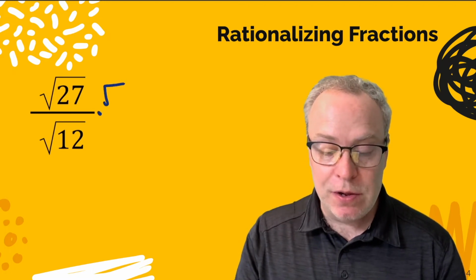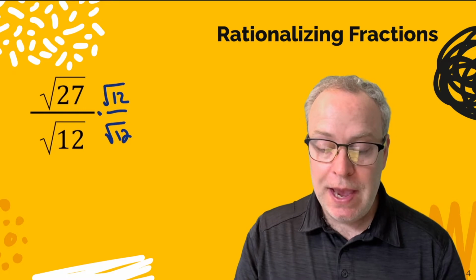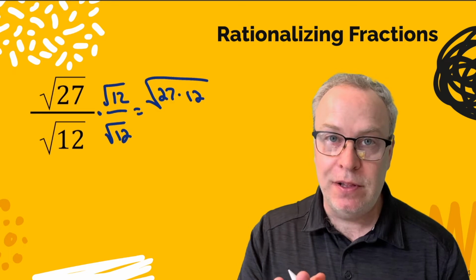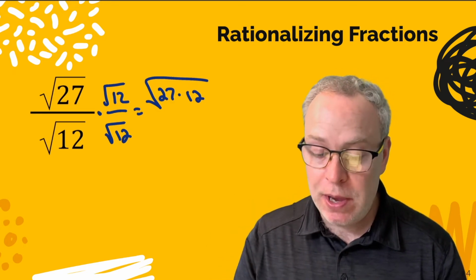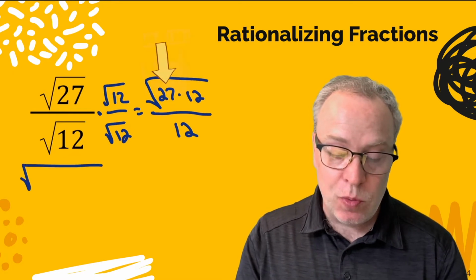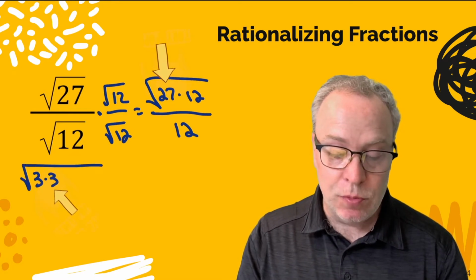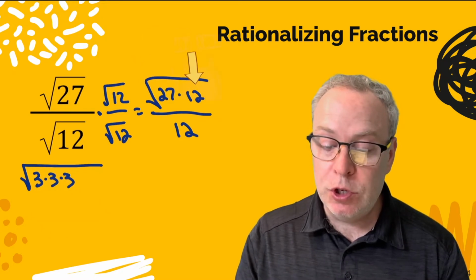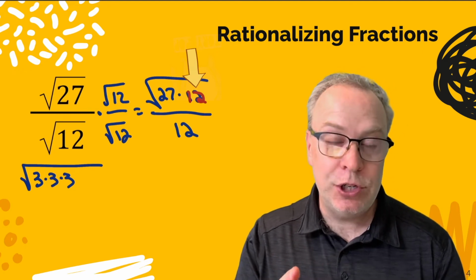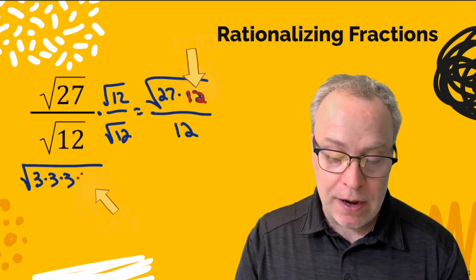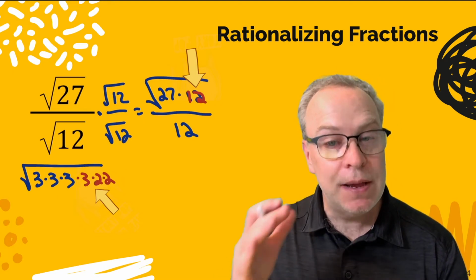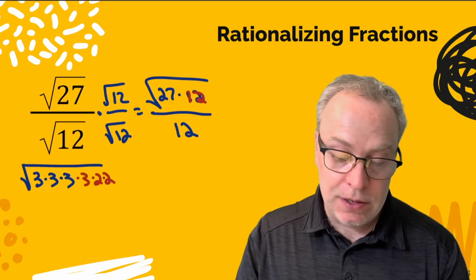Let's multiply by radical 12 over radical 12. And that gives us radical 27 times 12. I'm not going to go to my calculator because I'm going to want to split that up in a moment anyway. All over 12. Now what I mean by splitting it up is radical 27 is 3 times 3 times 3. Now the 12 that's under there has a different factorization. These are called prime factorizations. 12 is 3 times 4. So we've got a 3 there, and then 4 is 2 times 2. So the number 12 is 3 times 2 times 2. All of that is over 12.